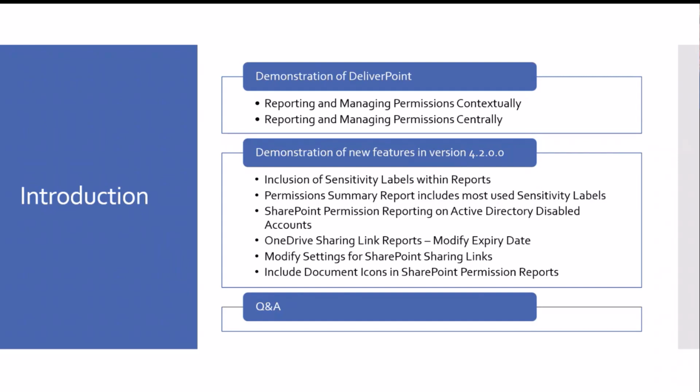That's 4.2 that we're releasing by the middle of next week, I would say. Within that release, you're going to see the inclusion of sensitivity labels. We're also going to be demonstrating some improvements to the way that sharing links are reported and how you can modify sharing links as well, and some other minor refinements, things like document icons in some of those SharePoint reports. And of course, you may pick up on some of these as I go through the demonstration of what we already have released today.